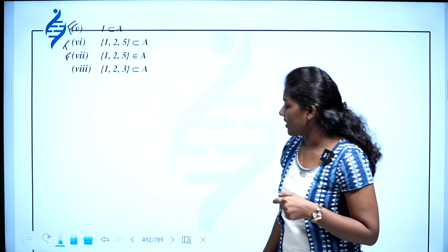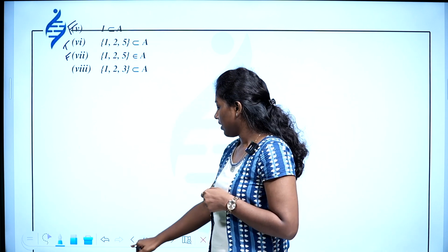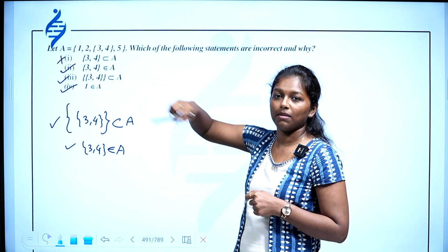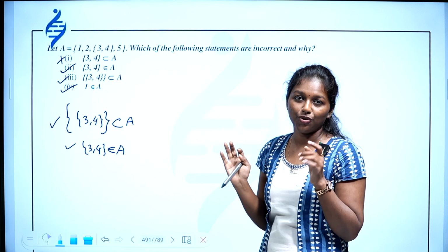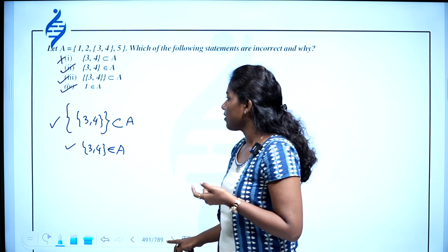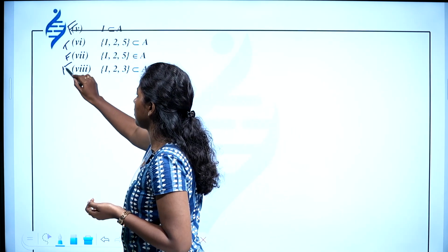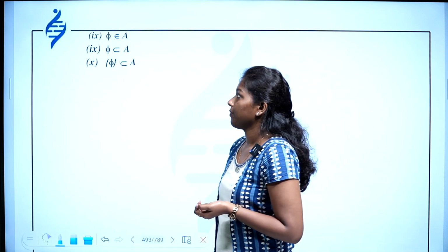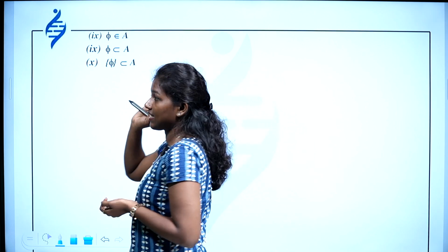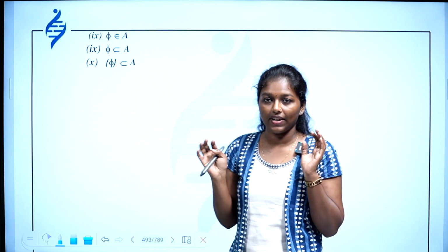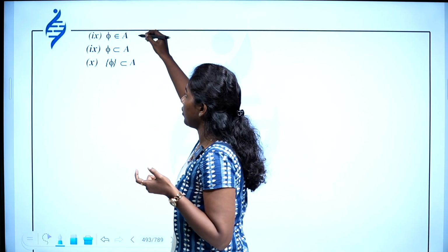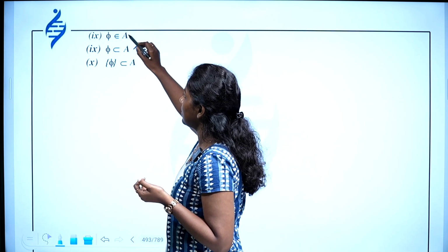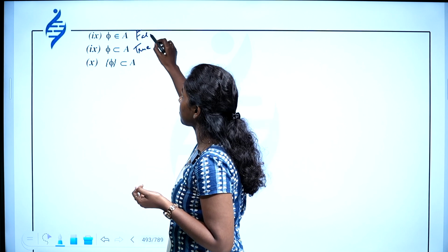And {1, 2, 3} subset of A is also false, because 3 is not an element. You have only the set {3, 4}. You don't have 3 as an element there. So this is also false. Then {5} belongs to A is false, because {5} is a set, right? So you should write only subset of. Subset is true, the belongs to notation is false.